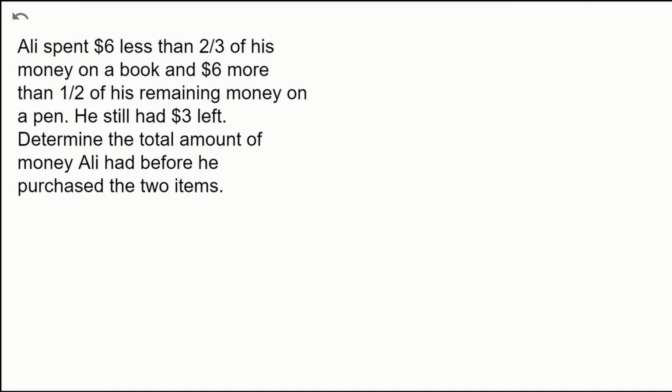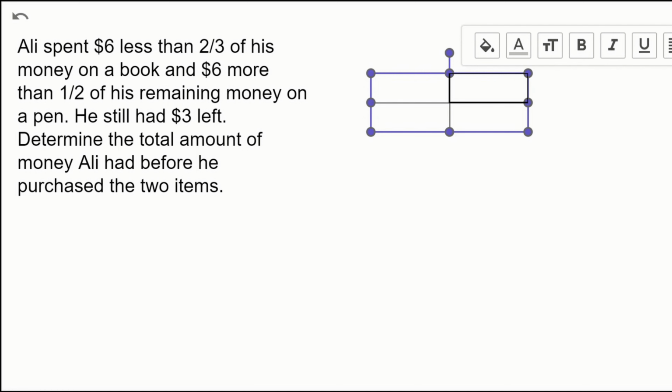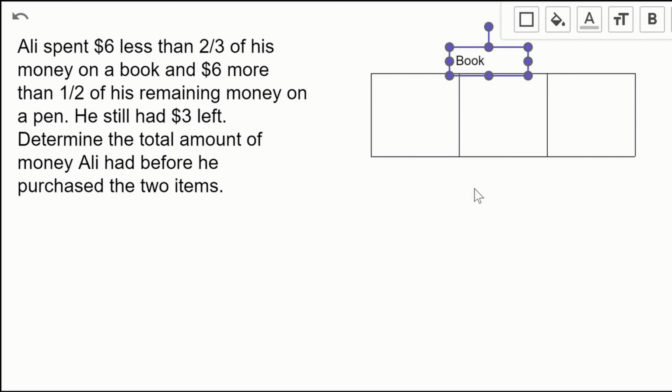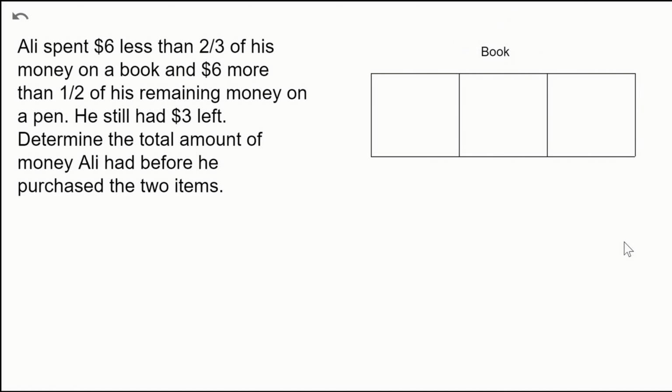To do this problem, we'll make a visual representation of Ali's money after he buys the book and after he buys the pen. We'll start by making a rectangle and dividing it into thirds, like the problem says. This will represent Ali's money after he buys the book. So this entire rectangle should represent the amount of money Ali has originally.